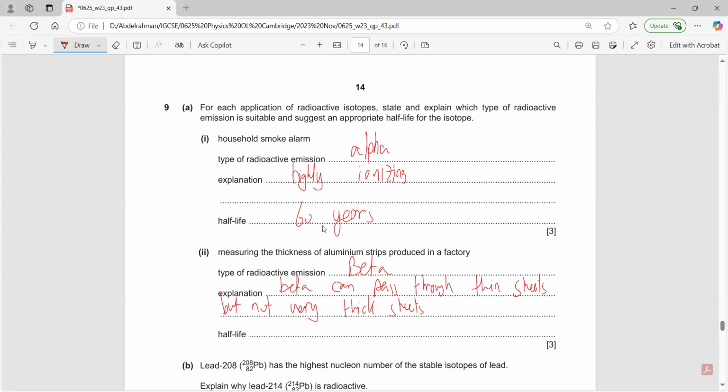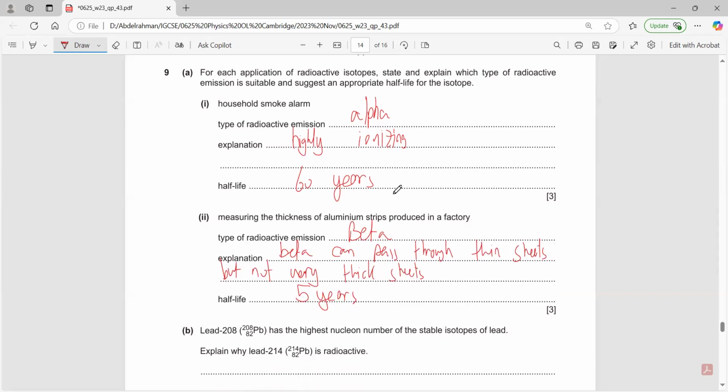What about the half-life? Literally, you can say any number. If I say 5 years, would that be okay? No problem, 5 years. We have never discussed the half-life of beta particles, so you can just say any number for the half-life of beta particles.